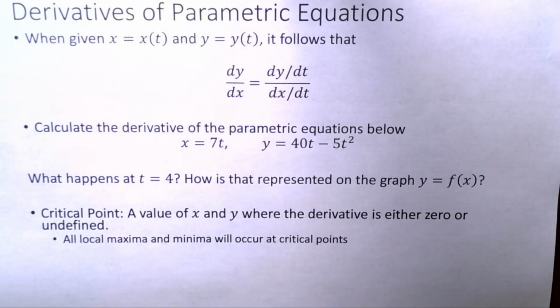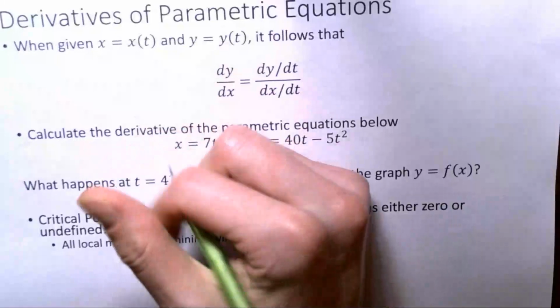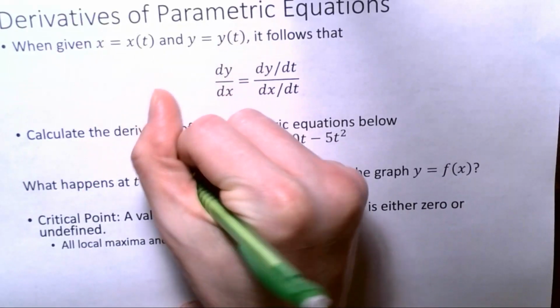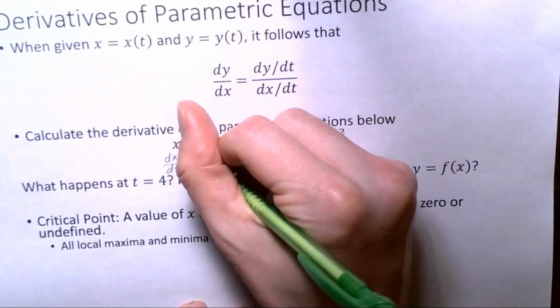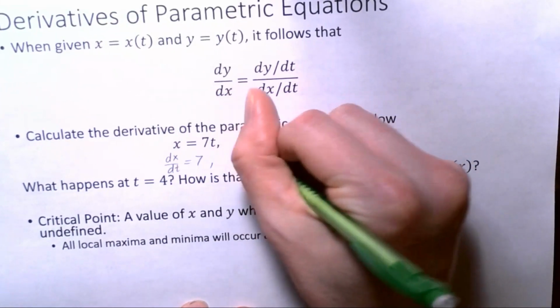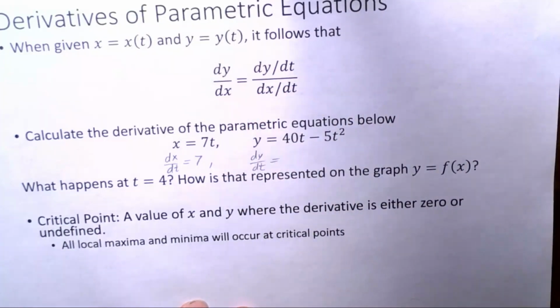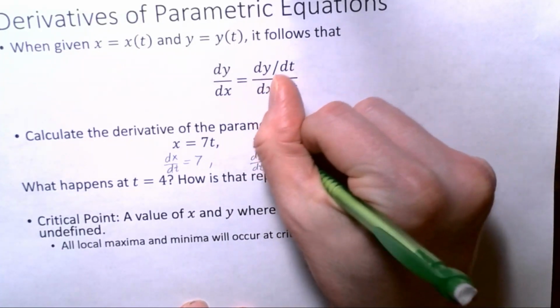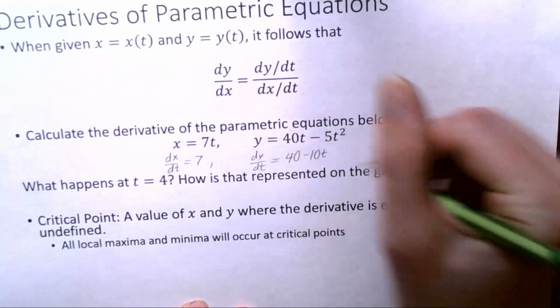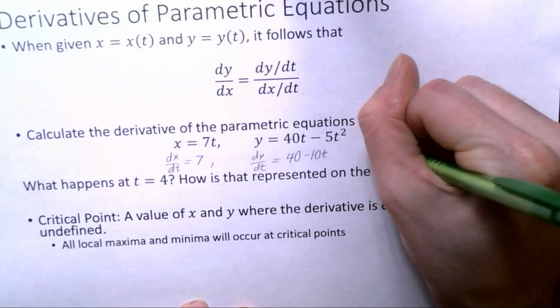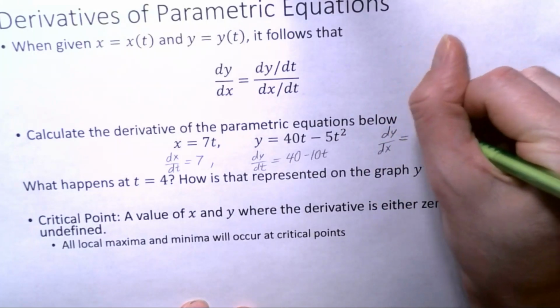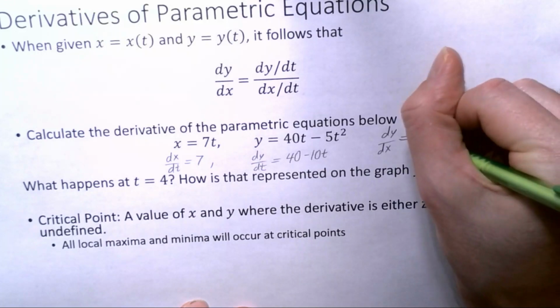For the first part, we are asked to calculate the derivative of these parametric equations. Doing so, first of all, we have dx/dt is equal to 7, and dy/dt is equal to 40 minus 10t. Using the rule above, we get dy/dx is equal to (40 minus 10t) over 7.